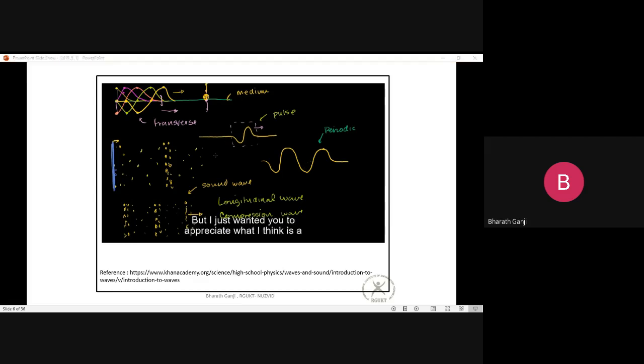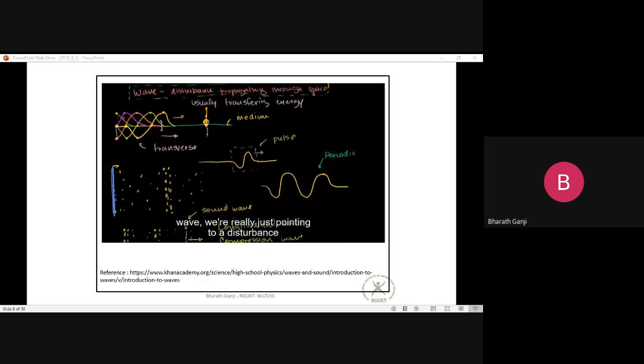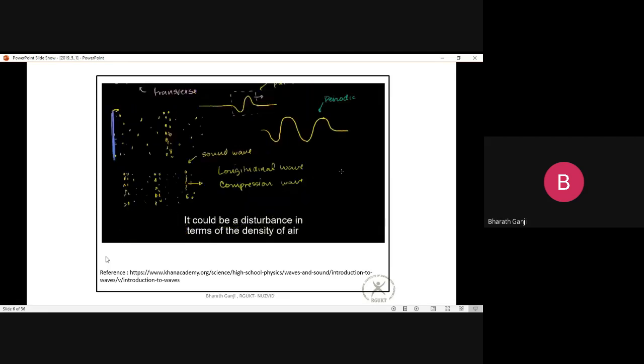But I just want you to appreciate a concept that we use in everyday life. Oh, it's a sound wave and all of that. But it's a fairly abstract notion where, when we talk about a wave, we're really just pointing to a disturbance that's moving, usually along a medium, at least when we visualize it, but not always. The disturbance could take many forms. It could be a transverse disturbance if we're dealing with a string. It could be a disturbance in terms of the density of air molecules in terms of a sound wave.